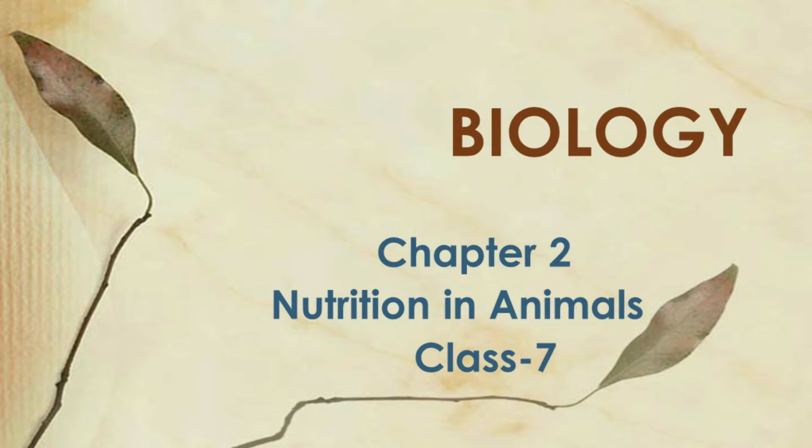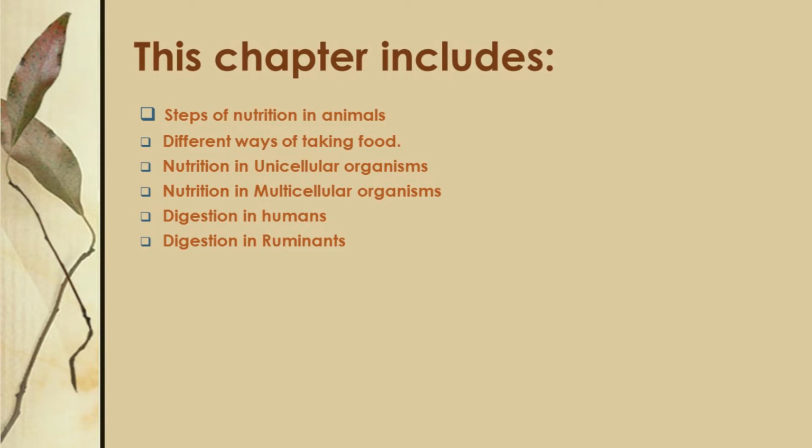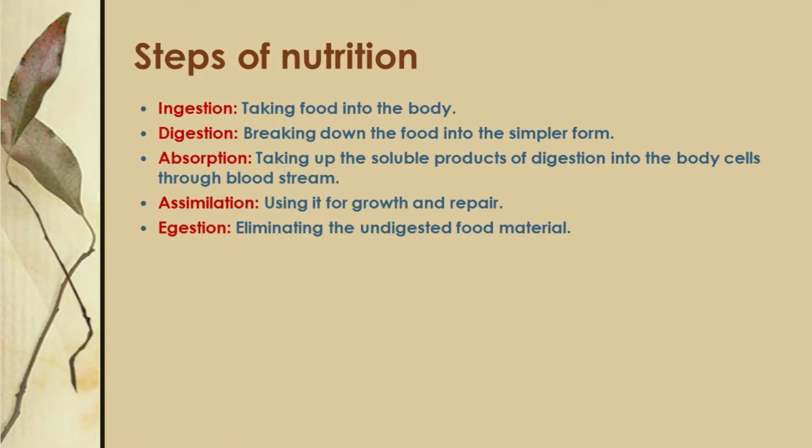Yes, now what is nutrition? Nutrition is the taking in of food and utilizing this food to get energy to do the various works. Now, in this chapter, we are going to learn about the steps of nutrition in animals, different ways of taking food, nutrition in unicellular organisms, in multicellular organisms, and the digestion, how the food is digested in humans and in ruminants.